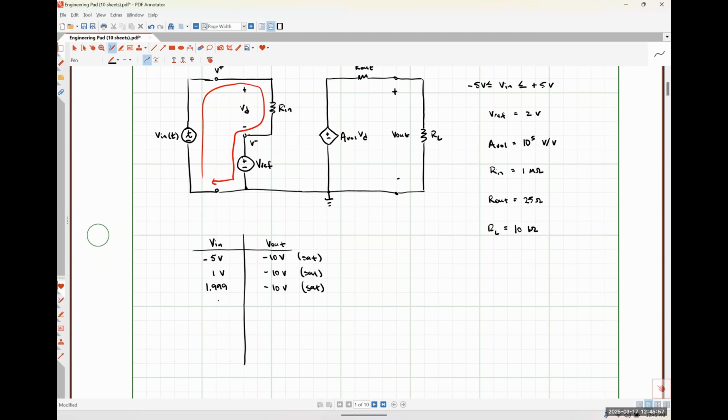So at exactly 2 volts, what's VD? 0. So what's our output voltage? 0.